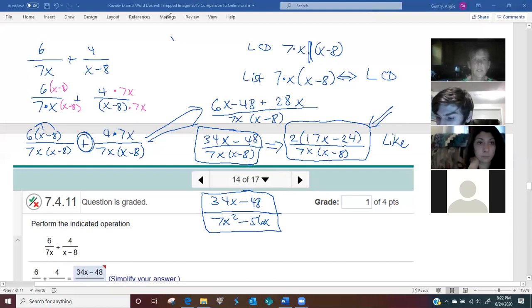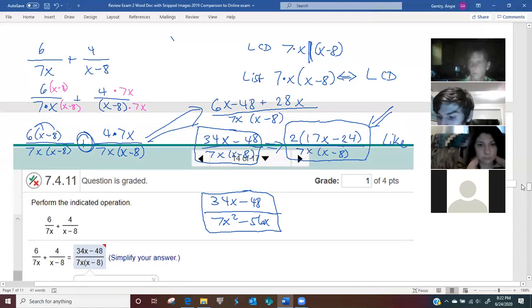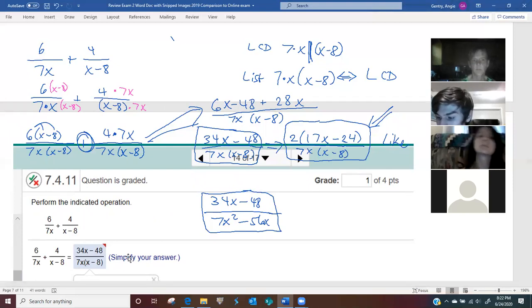Let me see what their answer was. So I'm going to leave my writing as it stays up there. Okay, so this is what the computer wanted. The numerator is not factored, the denominator is factored. That's kind of inconsistent in my opinion. So that's why I like this one the best.